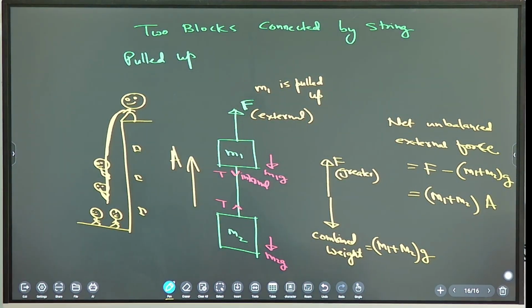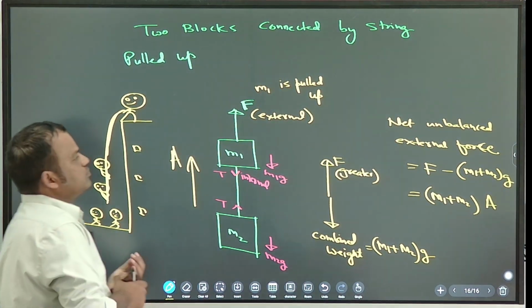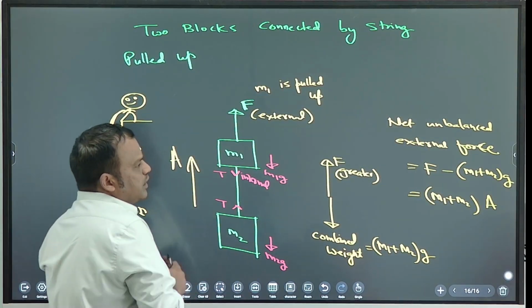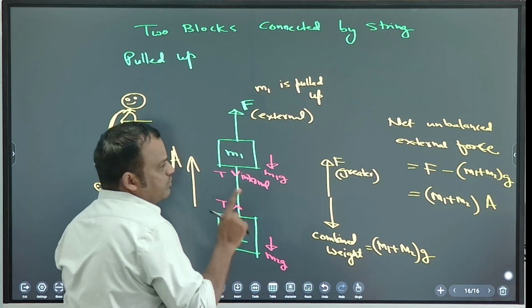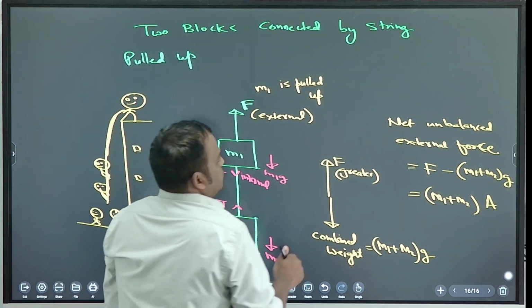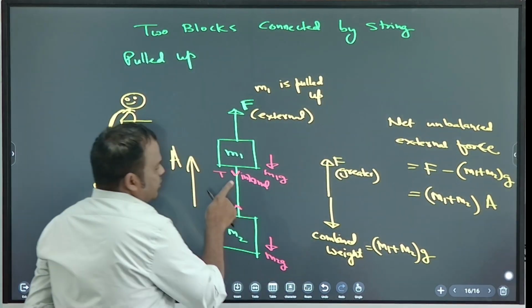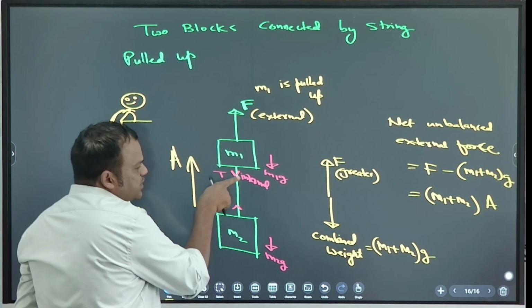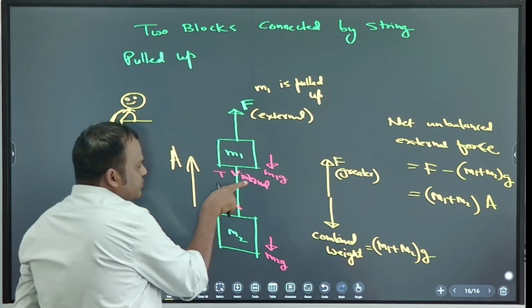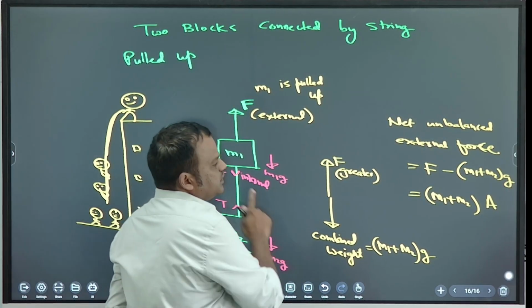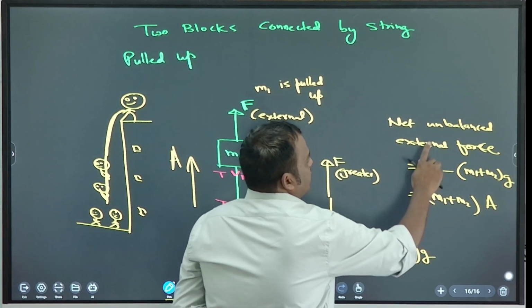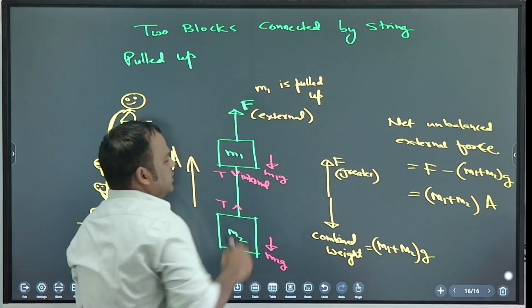Note down, net external unbalanced force. Remember, external unbalanced force. I'm not considering tension, because tension is what type of force? Internal. Tension is internal. Okay. This F is external.